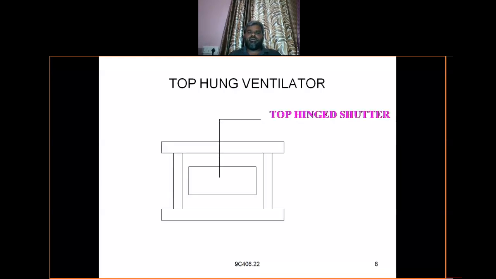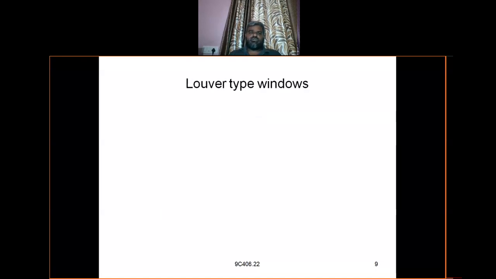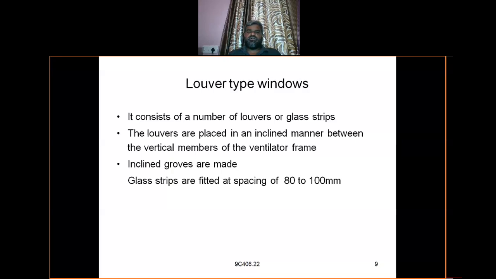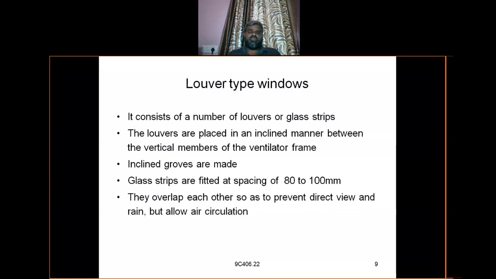Top hung ventilators. Top hung hinged ventilator means louvers. It consists of a number of louvers or glass strips. The louvers are placed in an inclined manner between the vertical members of the ventilator frame. Inclined grooves are made. The glass strips are fitted at a spacing of 80 to 100 mm. They overlap each other so as to prevent direct view and rain, but allow air circulation.